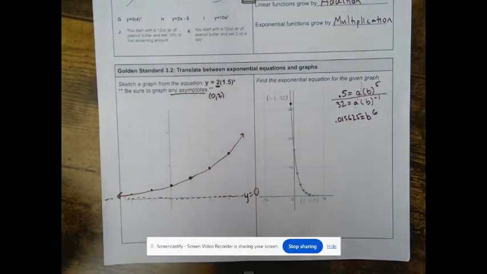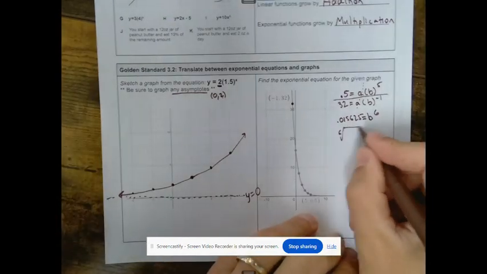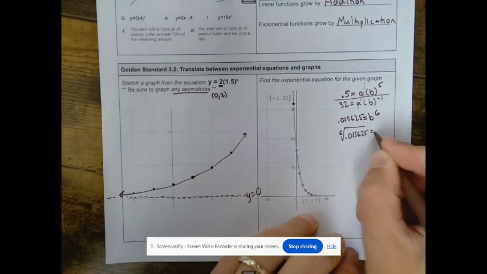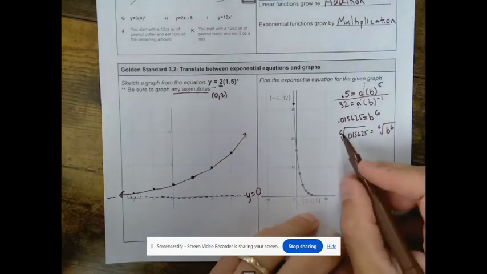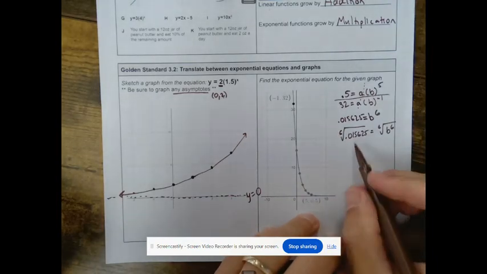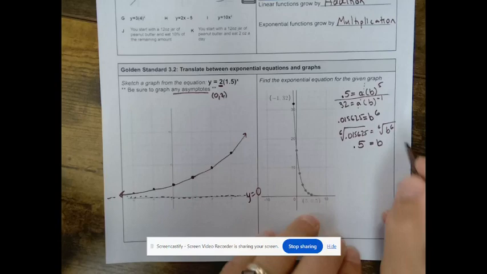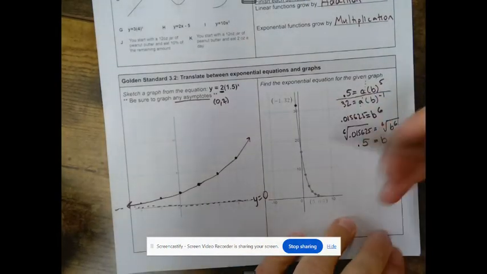0.015625 equals b to the sixth. Therefore, the sixth root of 0.015625 is going to equal whatever the sixth root of b to the sixth is. Turns out the sixth root of this decimal is 0.5, which equals b. So my multiplier is 0.5. Each time, this graph is going down by a factor of 0.5.